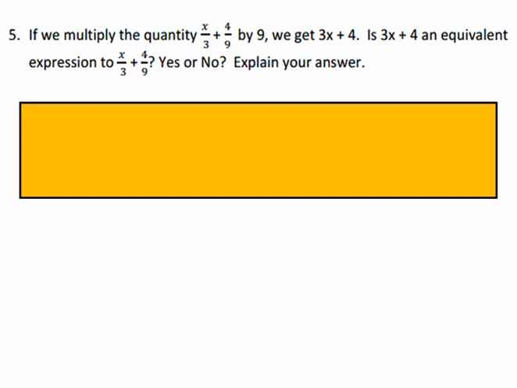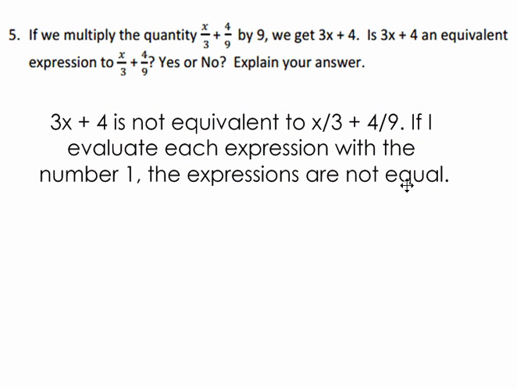Okay, next, if we multiply the quantity of x thirds plus 4 ninths by 9, we get 3x plus 4. So that's a true statement. It's asking, is 3x plus 4 an equivalent expression to x thirds plus 4 ninths? Yes or no, and explain why. Right away, we can kind of see that those aren't the same. We know that 4 ninths is not equal to 4, x thirds is not equal to 3x. Also, if you take any expression and multiply it by something, you're going to get something that's not equal to what it was before.